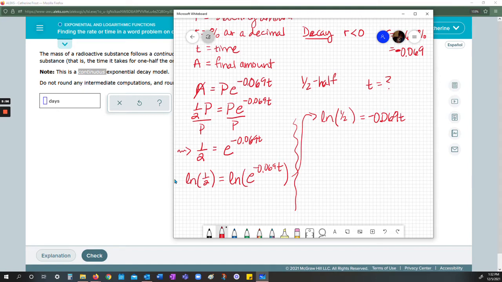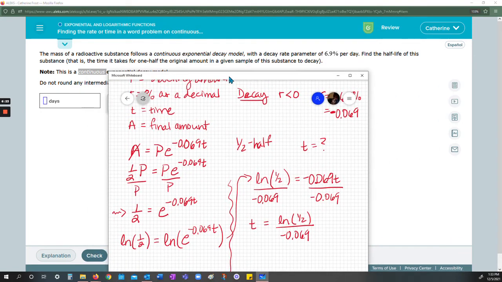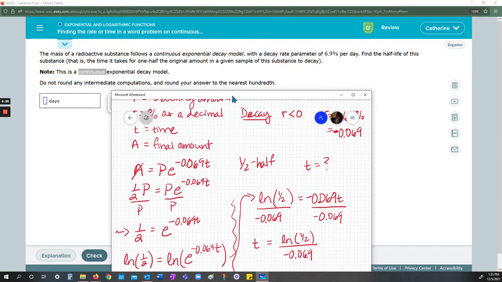So now we're almost done. We just need to divide by that negative 0.069 on both sides. And then, I'll have to check and see what they wanted us to round to, but the exact form is natural log of 1/2 over negative 0.069. And it says, oh, round to the nearest hundredth. Okay.